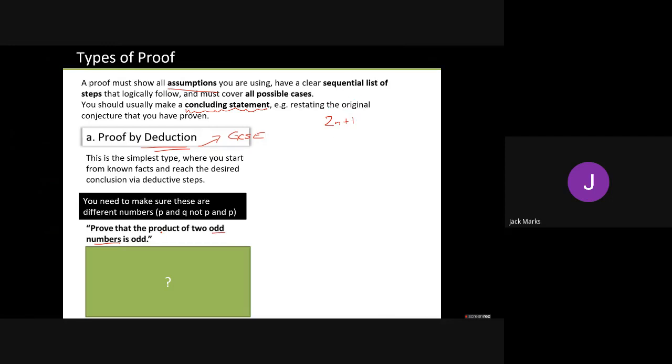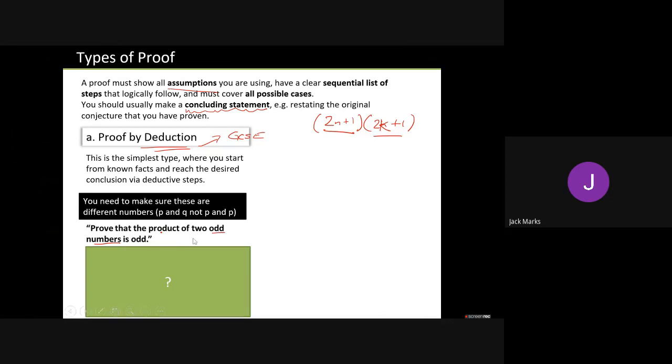But the thing that people are quite bad at is they'll say, oh, 2n plus 1 and another 2n plus 1. But the issue with that is they're the same number. So all you're doing is showing me an odd number squared. If you wanted to show me an odd number and a different odd number, it would look something like this.